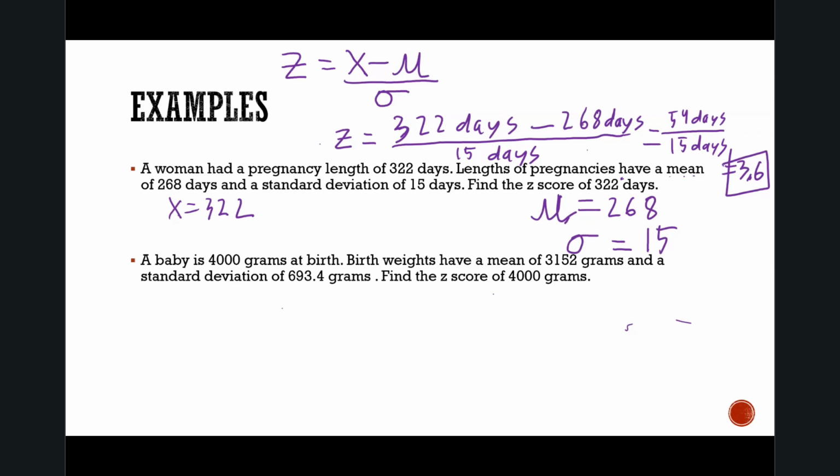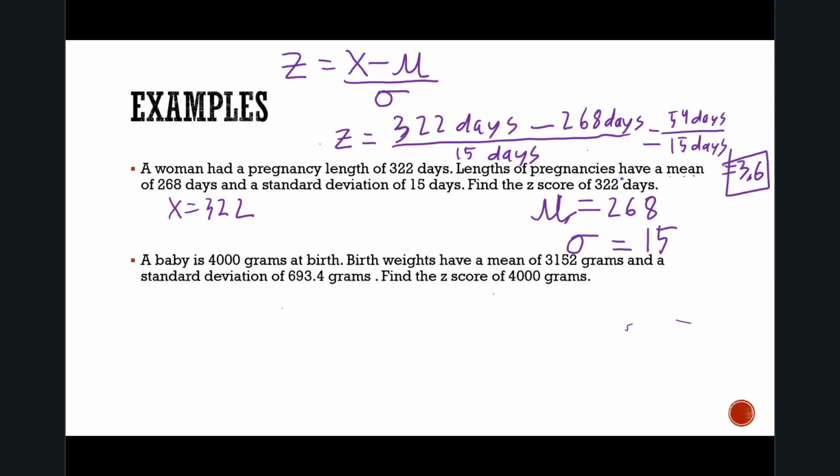Which is good if you think about it. If for some reason we decided to measure pregnancy lengths in hours, we would get the same z-score because everything would be adjusted appropriately. You would multiply each of these numbers, the 15, the 268, the 322, all by 24. Those would all cancel out. So the z-score is unitless because it does not depend on what units you measure in. See, this is really useful.